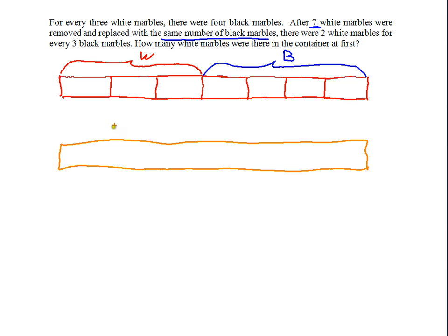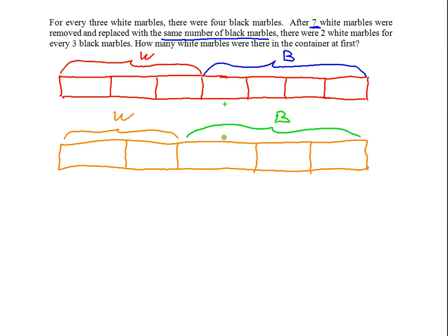So now we have 5 parts, and let's try to divide that as evenly as we can. Well, more or less, we try our best. And all right, now we have 2 white marbles for every 3 black marbles. So 2 parts are white, 3 parts are black. So these are going to be the white ones, and these are going to be the black ones.